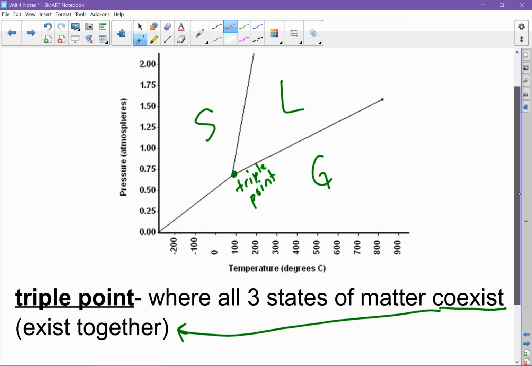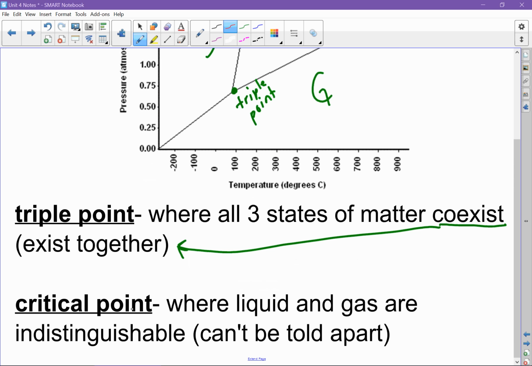One other important point is called the critical point. This is where the liquid and the gas are indistinguishable. This is a big long word. It just means it can't be told apart.